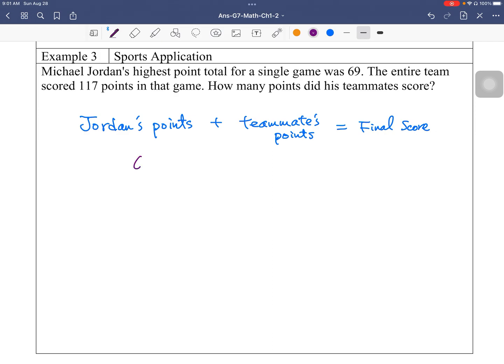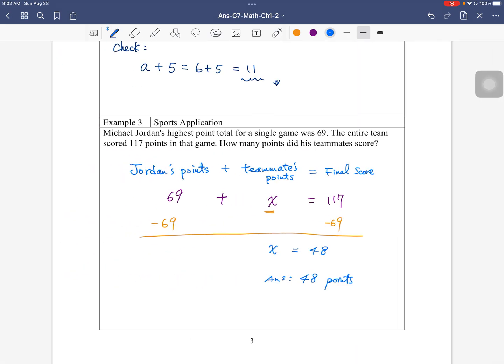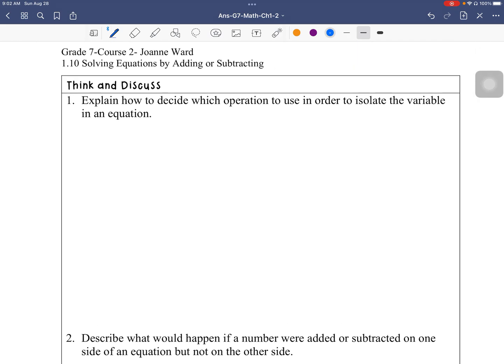So Jordan's points are 69, and the teammates' points are x. x is an unknown variable. The final score is 117. So to find x, I want to isolate the variable. So I subtract 69 from both sides. So x equals 48. So the answer is the teammates scored 48 points. So let's do think and discuss.